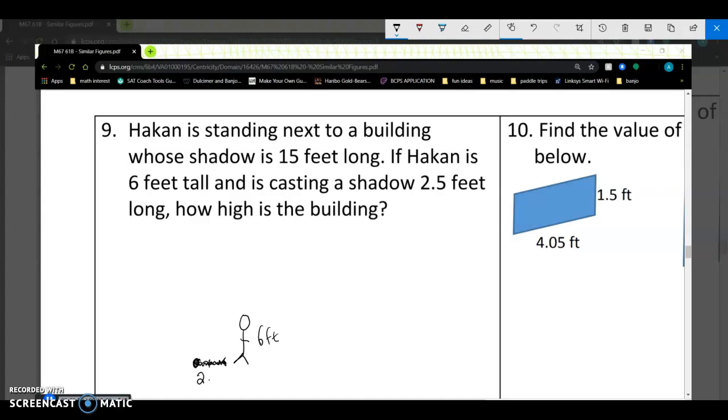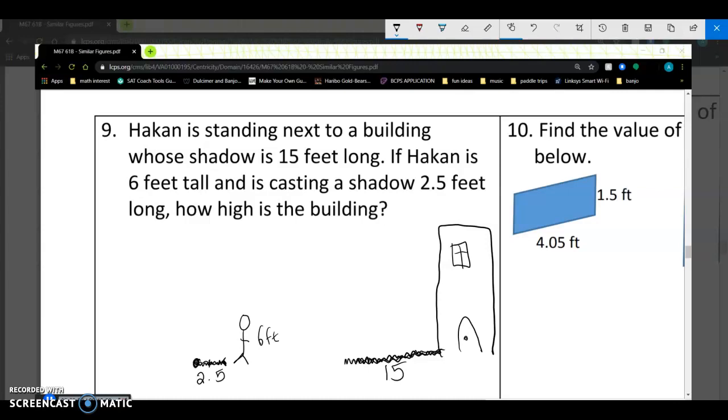That's 2.5 feet in length. We know that there's a building over here. Go to window and a door. It's a very creepy looking building. And we know this building casts a 15-foot shadow. We need to figure out how tall the building is.